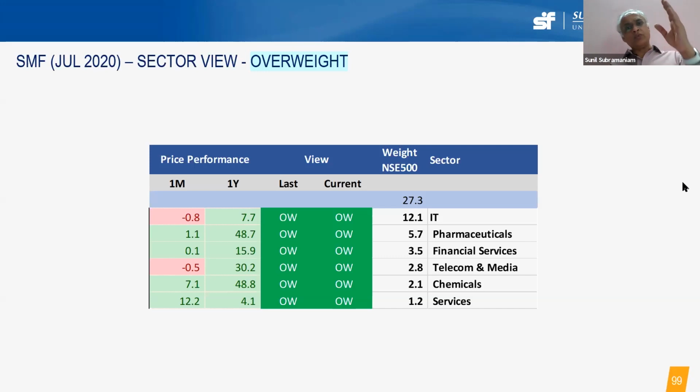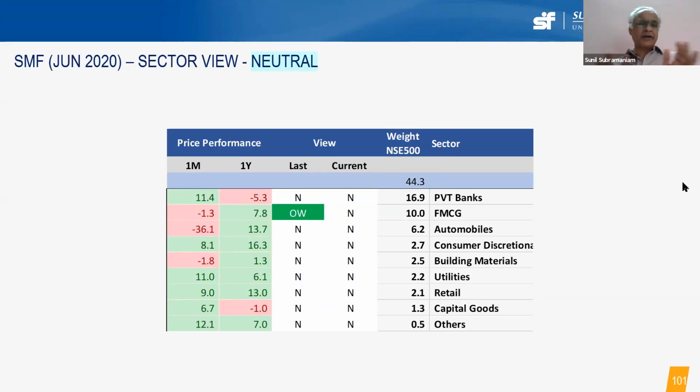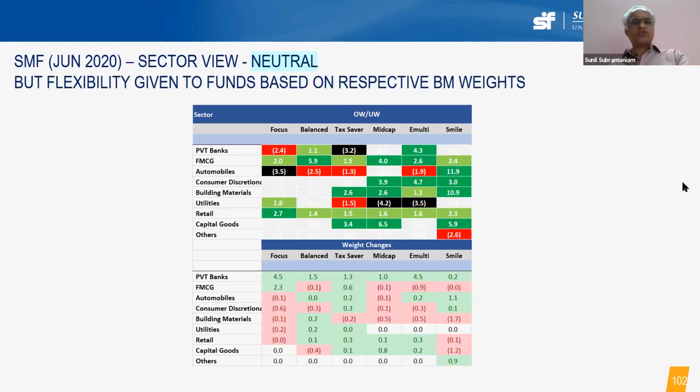The ones where we are neutral are roughly half the market at 44%: private banks, FMCG. So we are waiting and watching, and FMCG is where we changed our view from an overweight last month to a neutral, given the spread of the corona crisis in the rural areas. Otherwise, the rest of this reflects a wait-and-watch approach, as across our funds we have a positive weightage in this already, but our incoming view is neutral. That means we stay with what we already have, and we'll make significant changes as we observe.